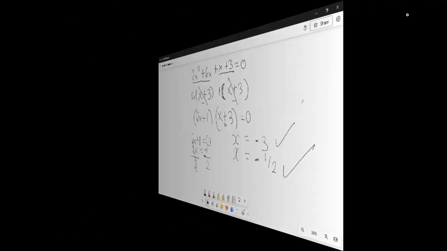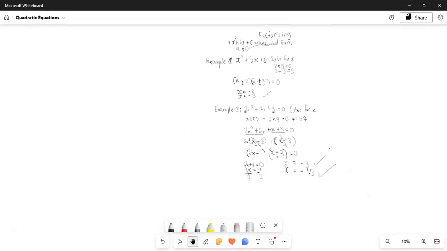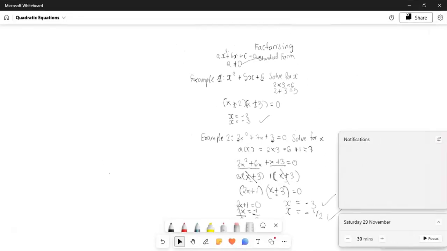So this is a digest of what we learned today: the factorizing method.